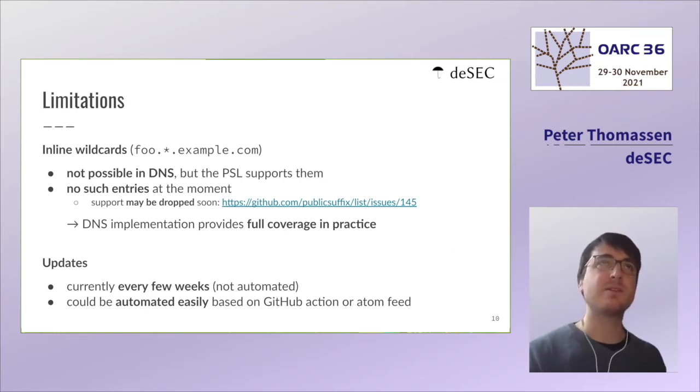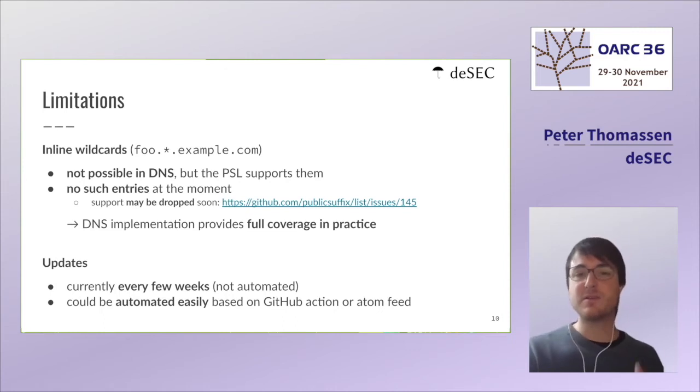That's because the public suffix list usually in applications isn't up to date anyways, because you have to install a new version of, let's say, Chrome or Firefox to get the updates. So it doesn't really depend on the day, but it could easily be automated using a GitHub action or the GitHub Atom feed because the whole thing's managed on GitHub.